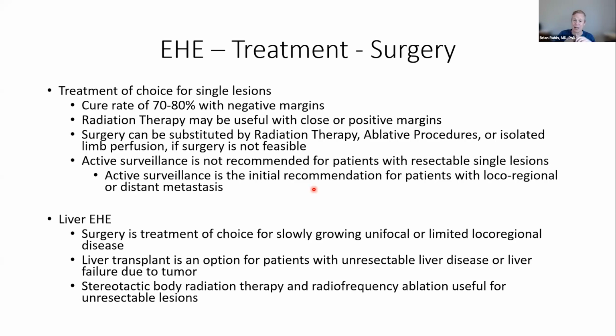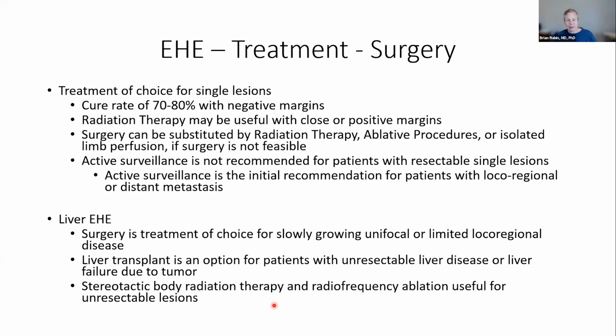Liver transplant is an option for patients with unresectable liver disease or liver failure due to tumor. Again, it's a bit controversial because nobody's ever done prospective clinical trials. I was talking to a gentleman on Friday who's recently diagnosed with EHE, and we're talking about what the evidence was for various treatments. And unfortunately, with really, really rare cancers, there is not tons of evidence. But if you were considering a liver transplant, you can talk to the folks who do that and get an opinion about whether or not it's something that might work for you.